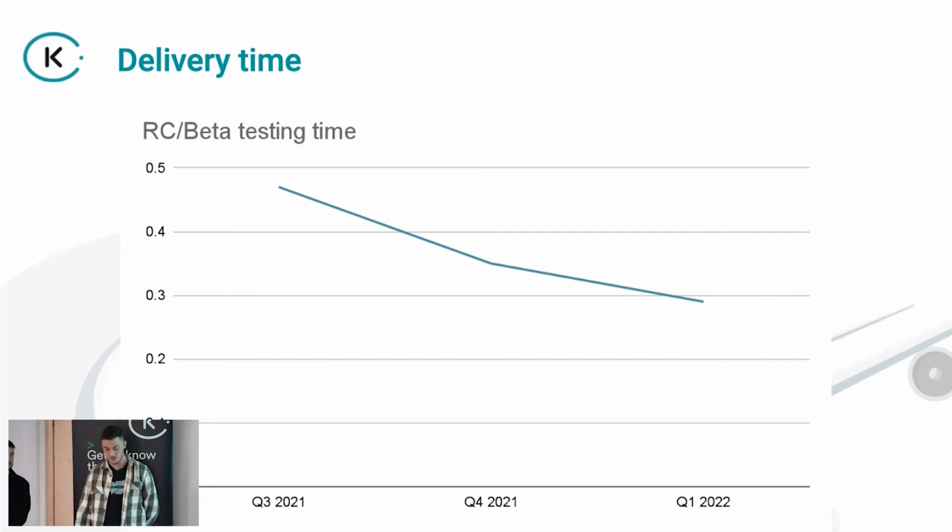Here you can see our delivery time, and that we decreased this time from 0.48 months to 0.29 months, which is a decrease of 39% during 3 quarters.